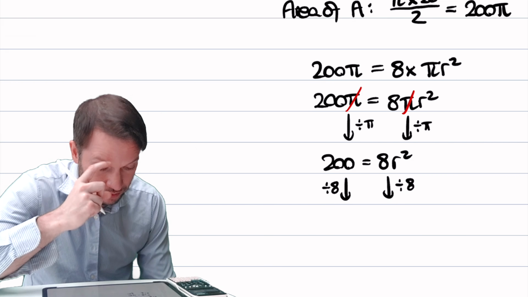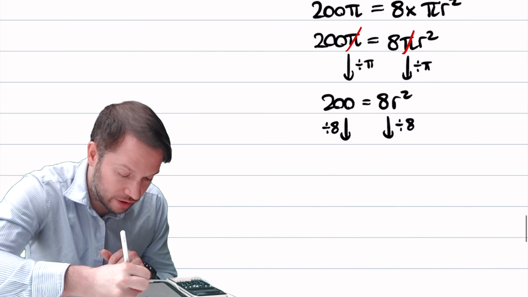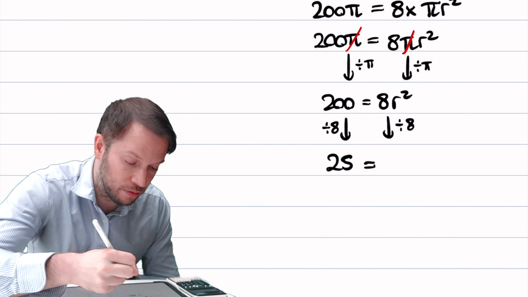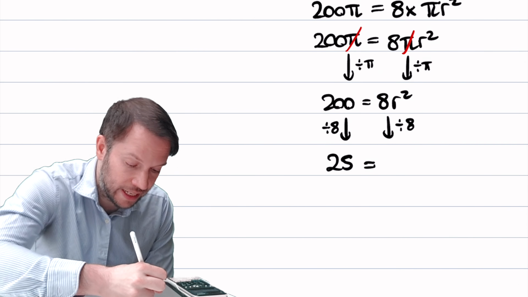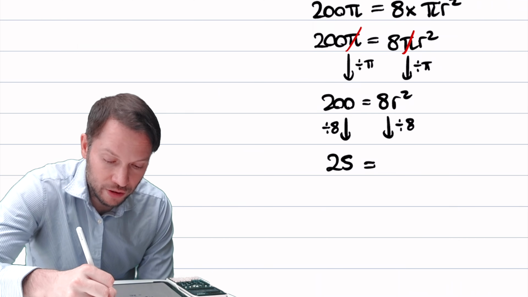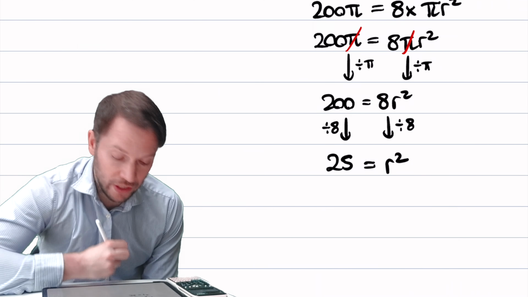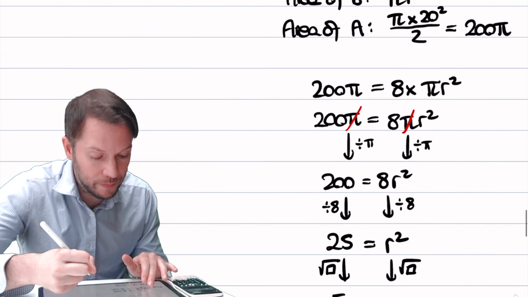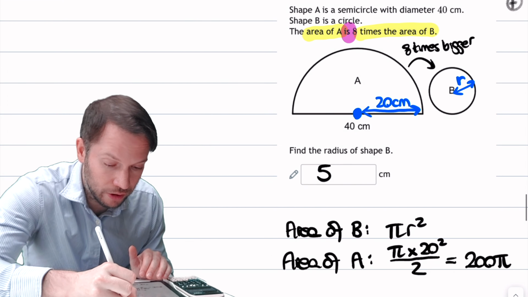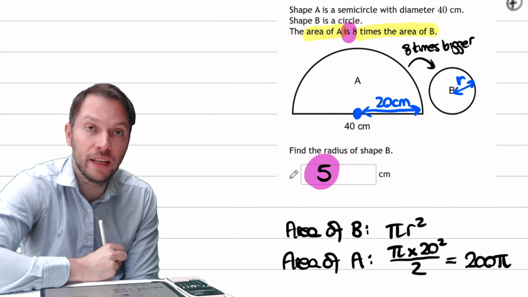Now 200 divided by 8 is 25. So we get 25 is equal to, and the divide 8 cancels out this times 8 here. So we're just left with r squared. And then to get rid of that squared on the r, you square root both sides, because the opposite of squaring is square rooting. And if you do that, you get 5 on the left-hand side and r on the right-hand side. So the radius is 5, and that is the final answer. The radius of shape B is 5 centimeters.